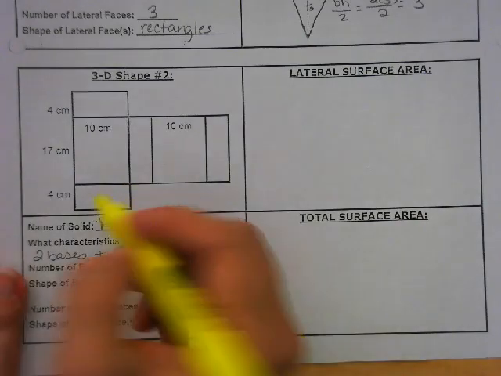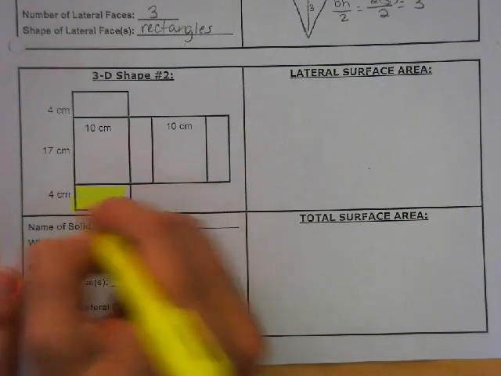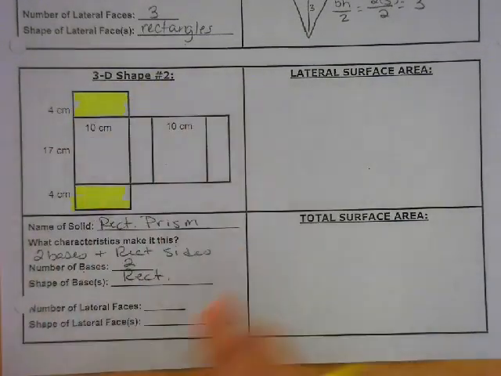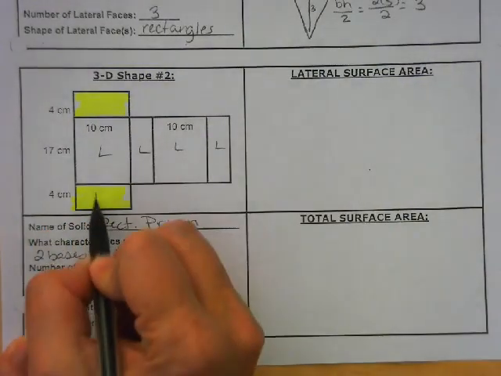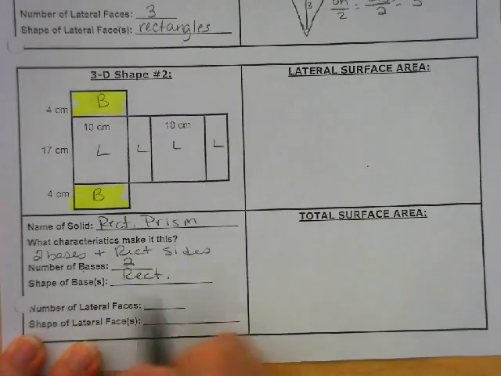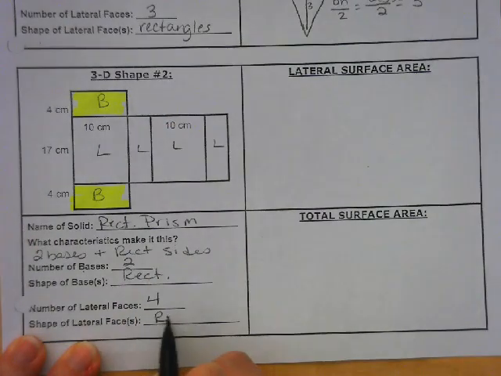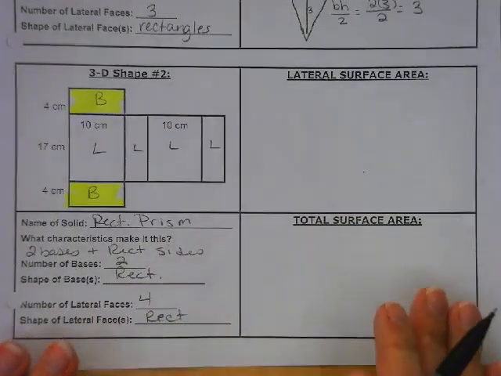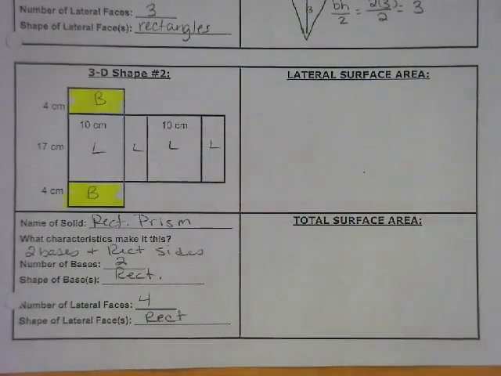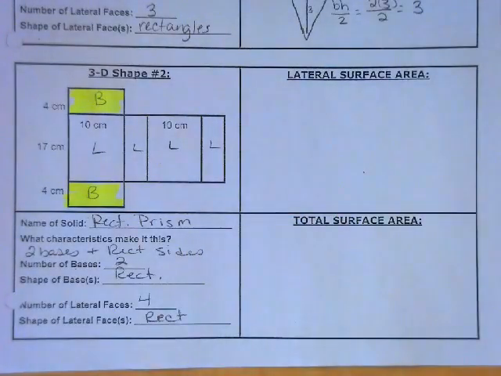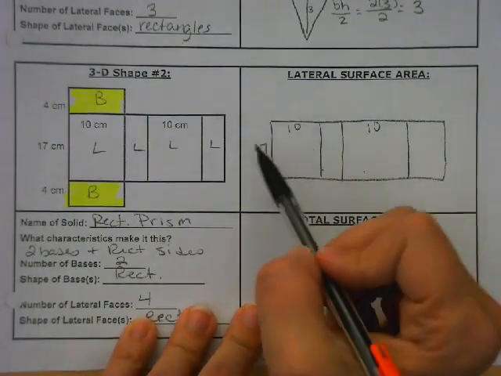I'm actually going to go ahead and highlight those. And then our lateral faces, these are our lateral, right? Big B, big B. We have 4 lateral faces, and they are also rectangular. So I'm going to take a moment. I'm going to ask you to take a minute, and I want you to find the lateral and the total surface area.